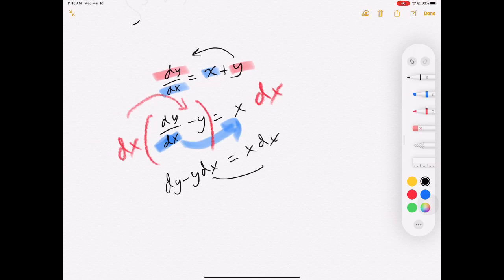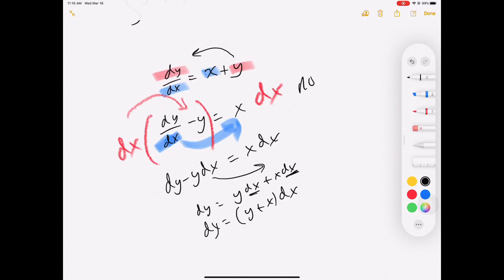How am I supposed to get this dy over here? If I tried dy is equal to y dx plus x dx, well, I could try dividing out the dx, but then we end up with a y plus x, and we end up in this really unhelpful way. We're kind of lost now. So it turns out this is not separable, okay? Not separable.